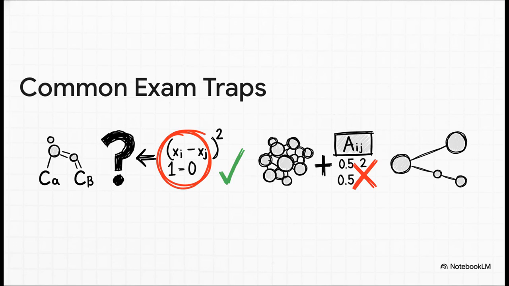And listen, here are a few common traps people fall into on exams. Let's make sure you're not one of them. First, pay attention to which atom you're using for distance. Usually C alpha, but double check. Second, please don't forget to square the differences in the distance formula. It's a super common mistake. Third, the adjacency matrix is just a 1 or 0, yes or no. Don't overcomplicate it. And finally, if you have to define small world, you must mention both high clustering and short path length to get full marks.